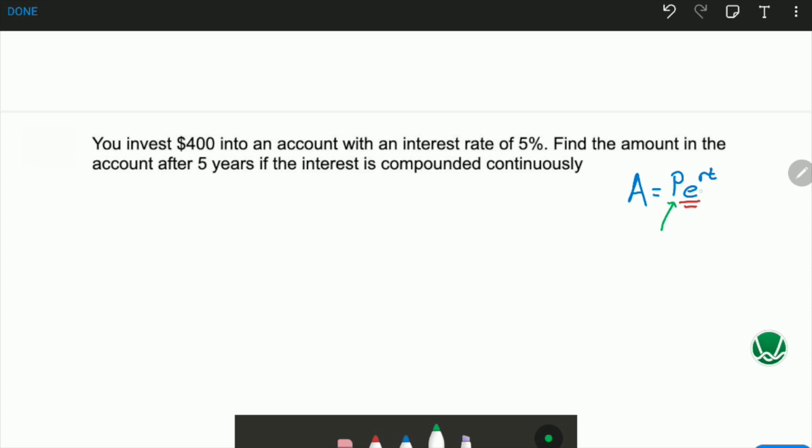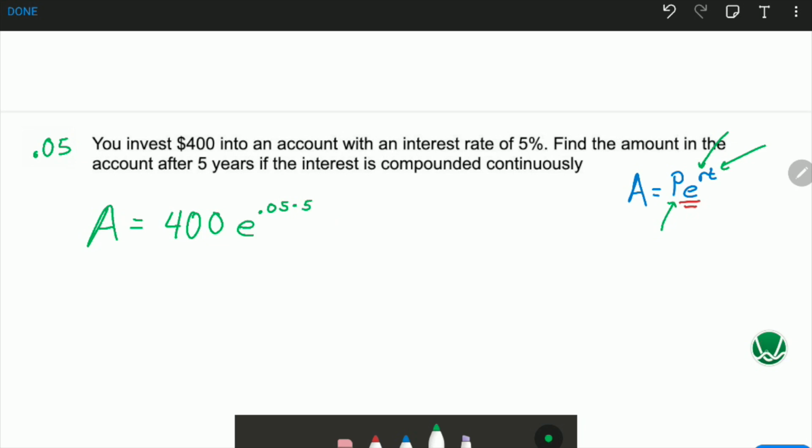Like before, P is the principal, E is an actual number, kind of like pi, it's irrational. R is our interest rate, and T is time. So those are the things we usually have to fill out here. So we have our principal is $400. E is a number. Most calculators have an E button if it's a scientific calculator or above. Our interest rate is 5%, so as a decimal, that's 0.05. And we're investing for 5 years.